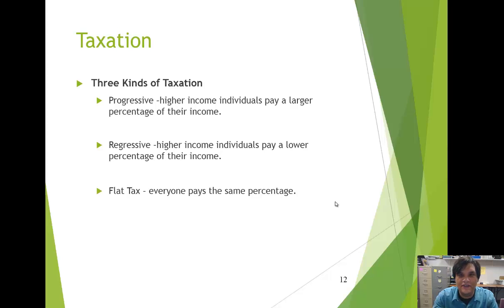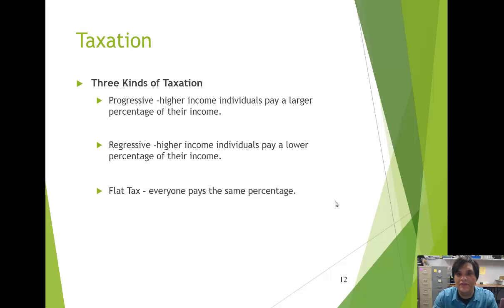There's a progressive tax, and that just means that higher income individuals pay a larger percentage of their income. The more you make, the more you pay. And most often here in the United States, we associate that with income tax. However, Texas does not have an income tax. So one type of progressive tax here in Texas specifically, besides income tax, would be, say, property tax.